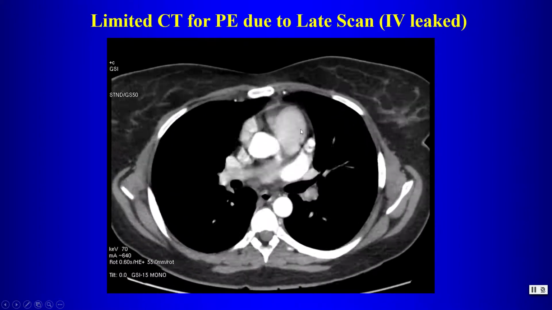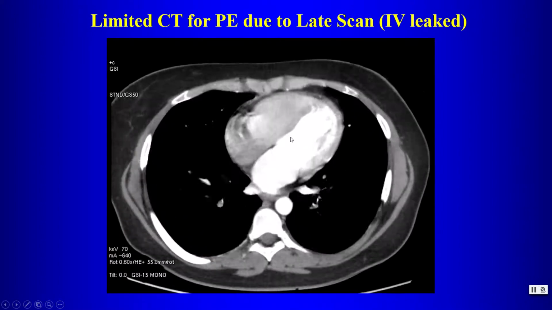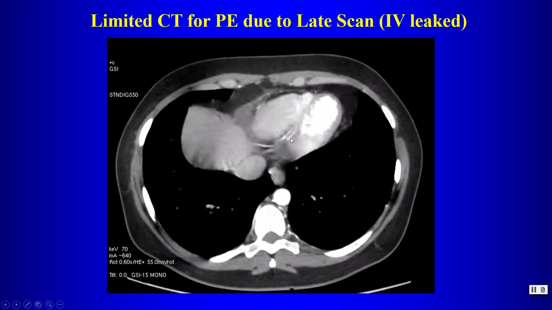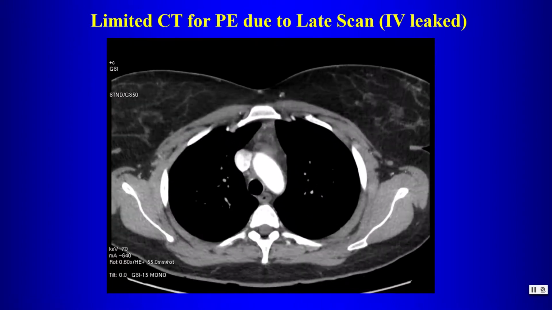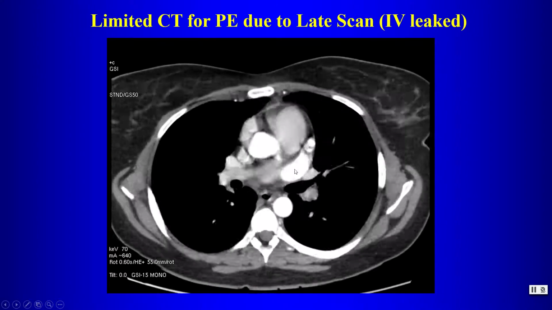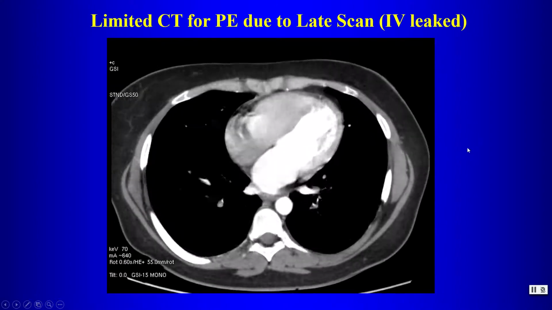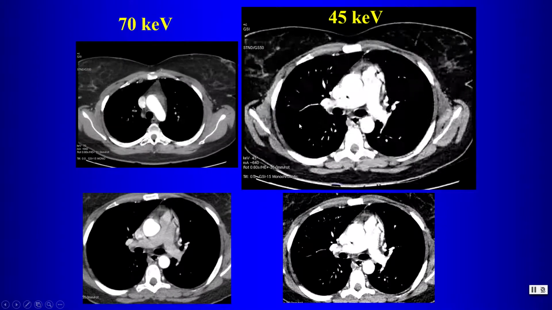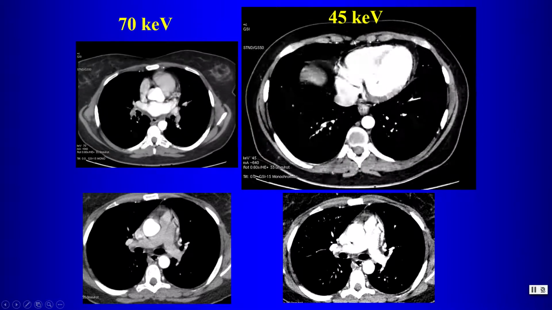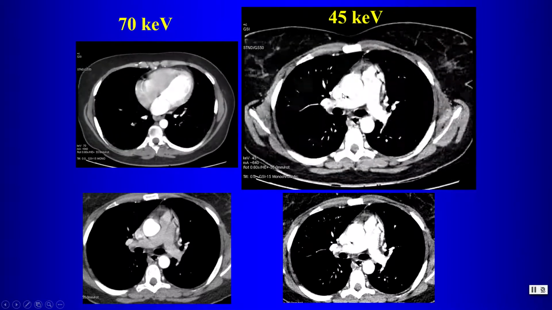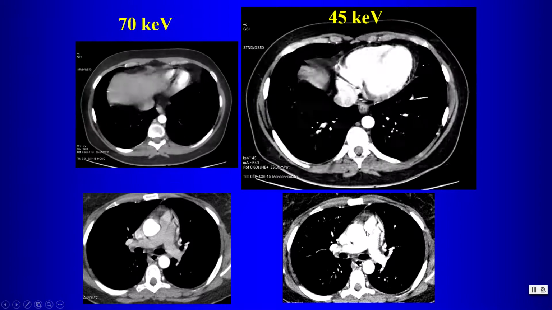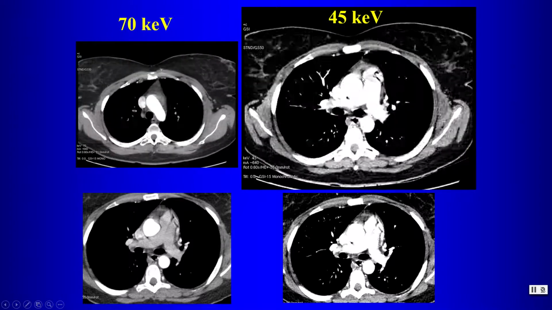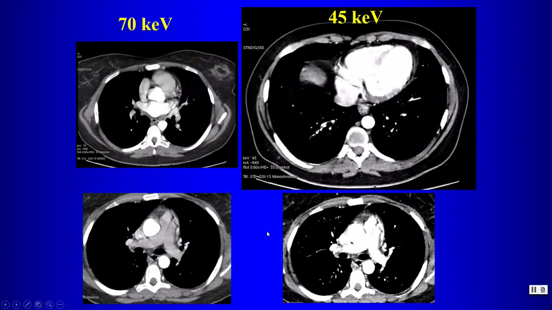This is an example where we had not very good opacification of the pulmonary arteries, and this case was done with dual energy. Of course, the advantage of that is we again dial down that keV here, and we can make the iodine much brighter, and it's much easier to interpret the pulmonary vasculature.